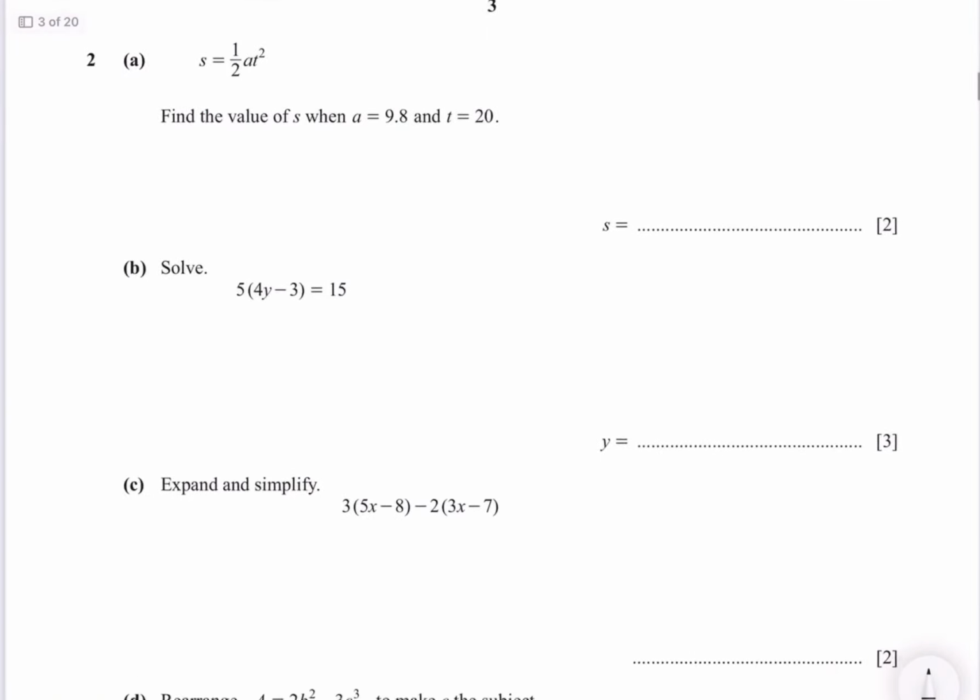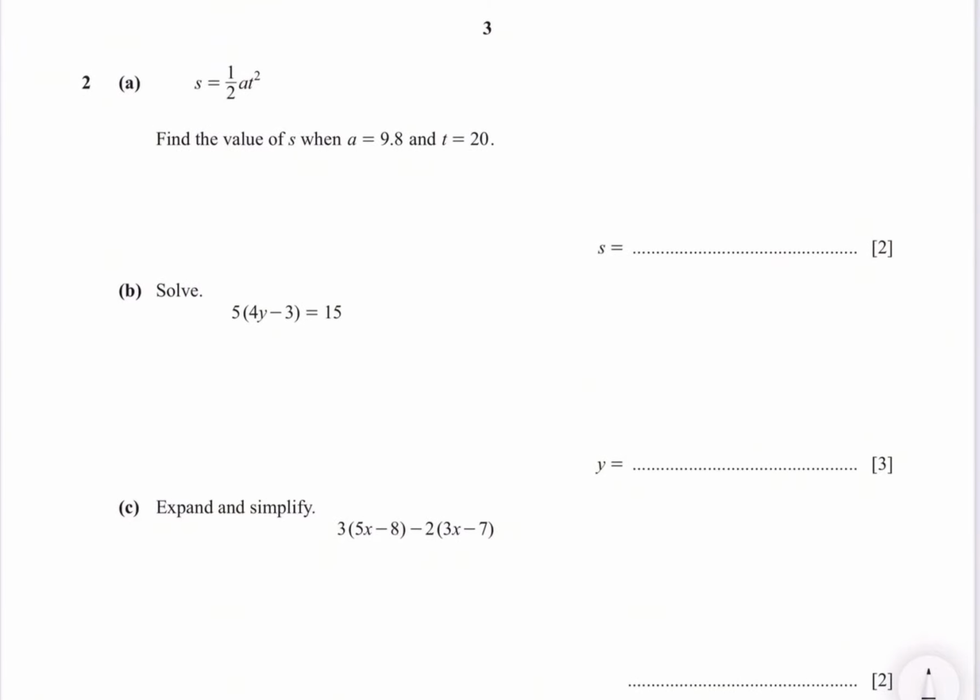Question number 2a. Find the value of S when A is equal to 9.8 and T is equal to 20. This is a simple question. Just place the values and simplify it. 1960 is your answer.